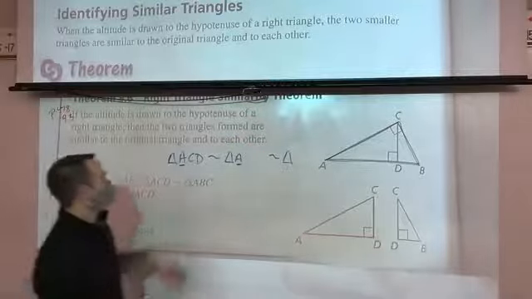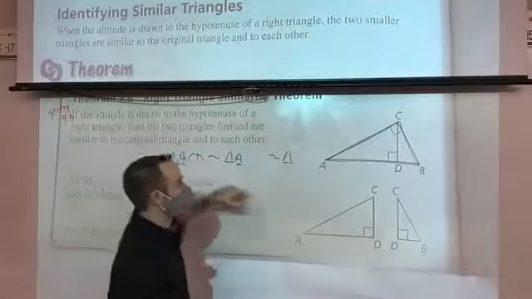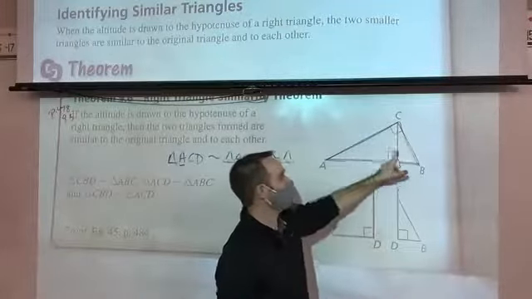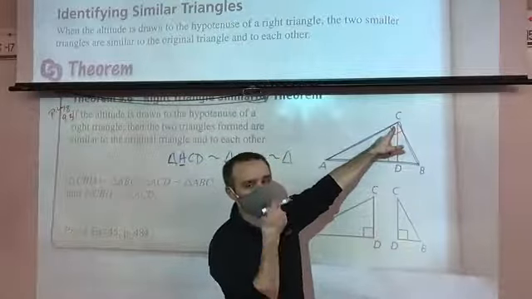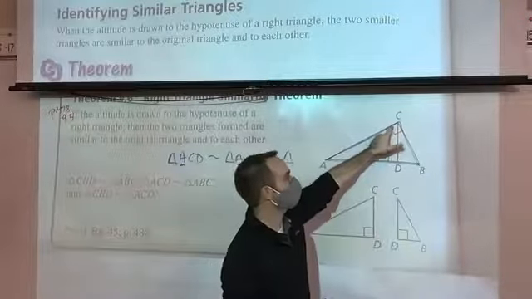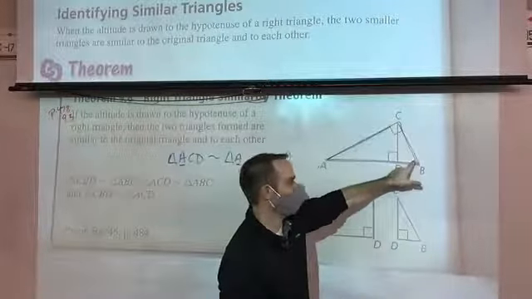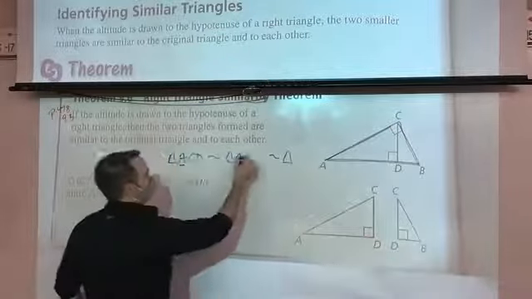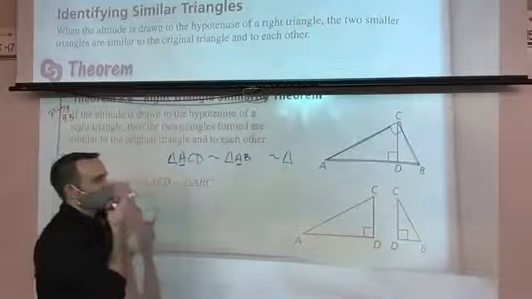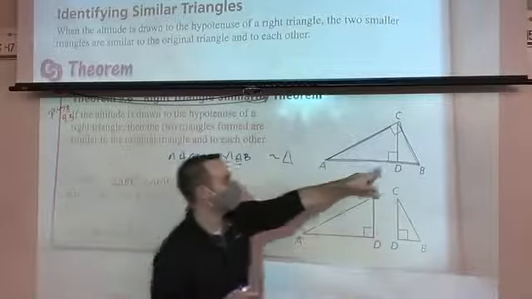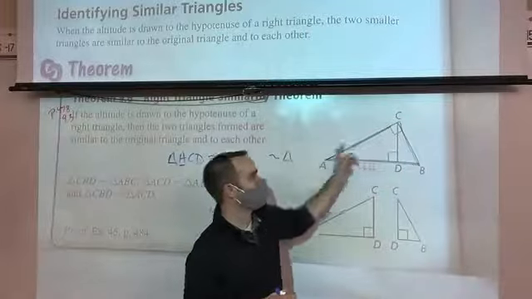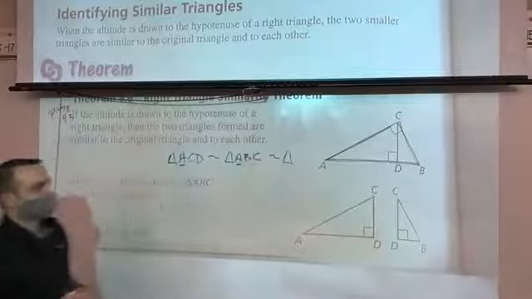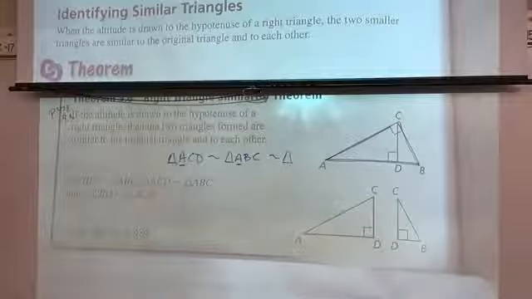If I look at C, when I look at this figure, the smaller one, C is not the right angle. Which means this angle right here needs to match up with not the right angle over here. It needs to match up with B. So that's going to be a B. And then D is my right angle here. In my big triangle, C is my right angle. We call that ABC.